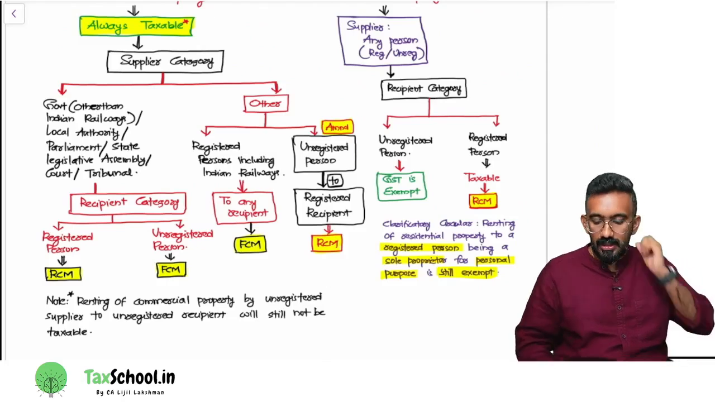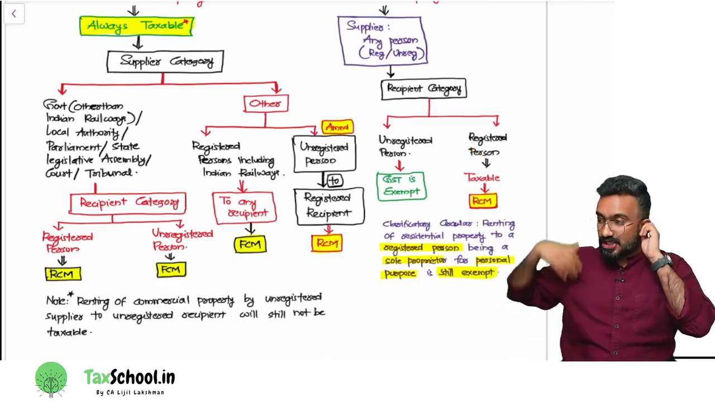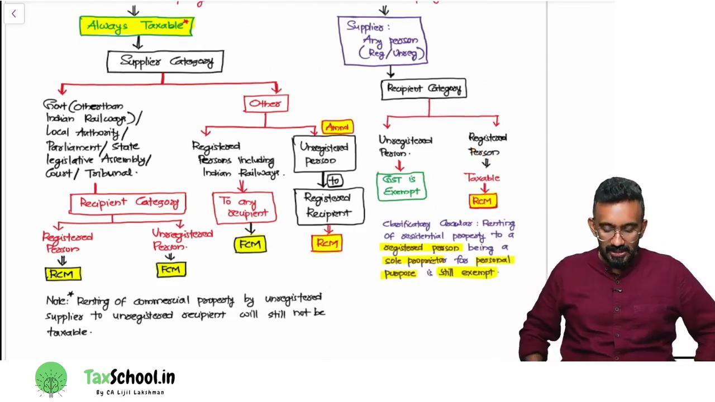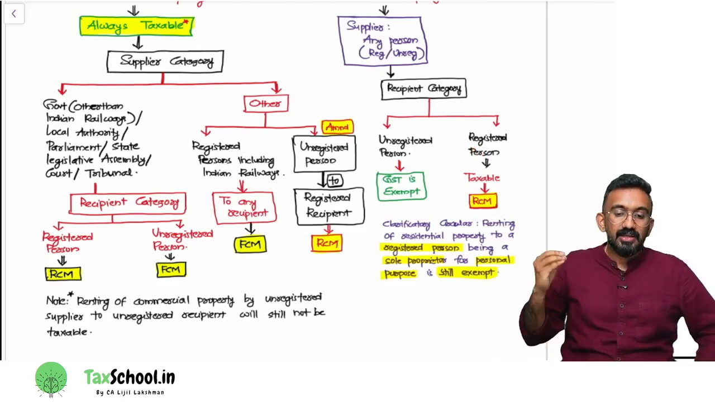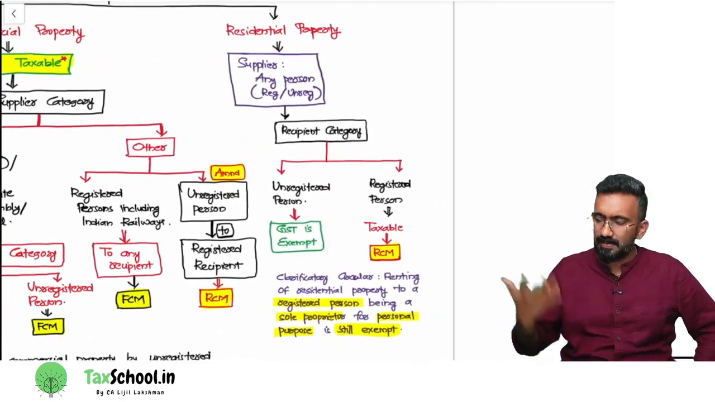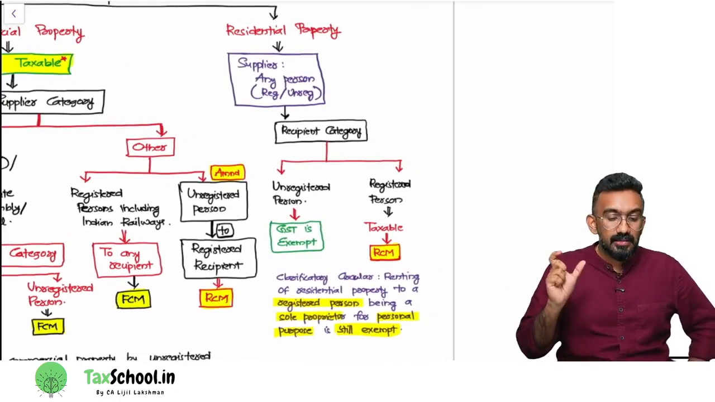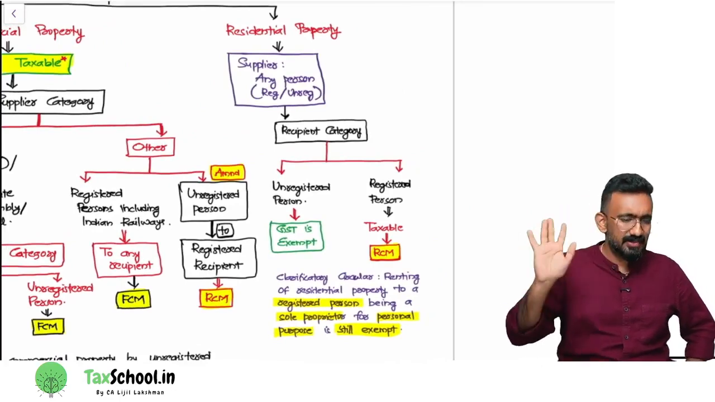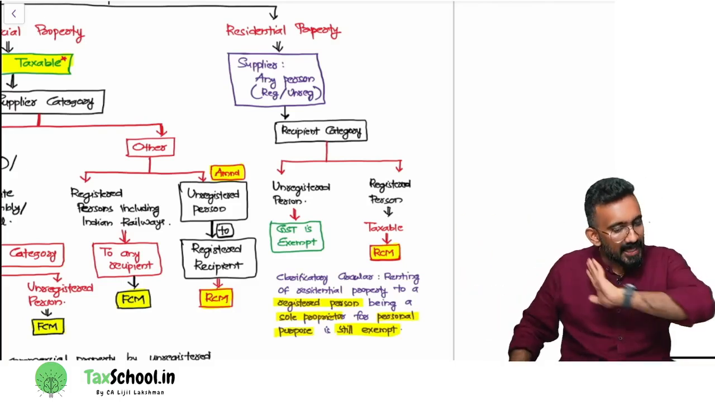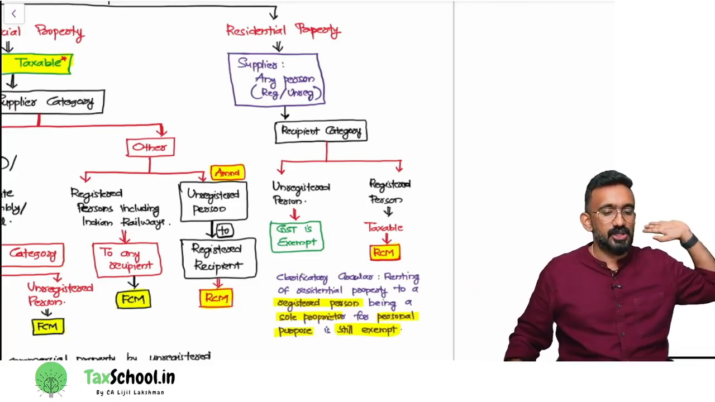However, if it's a residential property, what if the property is a residential property? Then I have to ask the question, supplier can be anybody. Residential property means flat, house. Supplier can be registered or unregistered, doesn't matter. You might have 10 flats also, doesn't matter. Supplier will never pay taxes on the residential property.